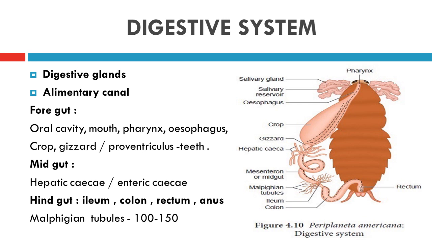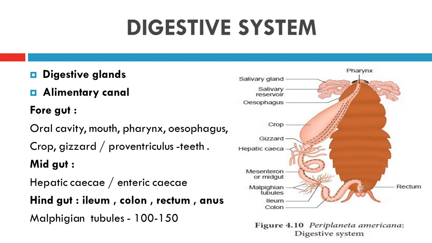The foregut starts from the mouth cavity, the oral cavity. Then the outer mouth cavity leads to the mouth, and the mouth leads to the pharynx. Can you watch this figure? The part pharynx is marked. So the mouth leads to the pharynx. Then the next part, one short tube coming from this pharynx, is known as the esophagus. Can you watch this esophagus? One short tube coming from the pharynx.